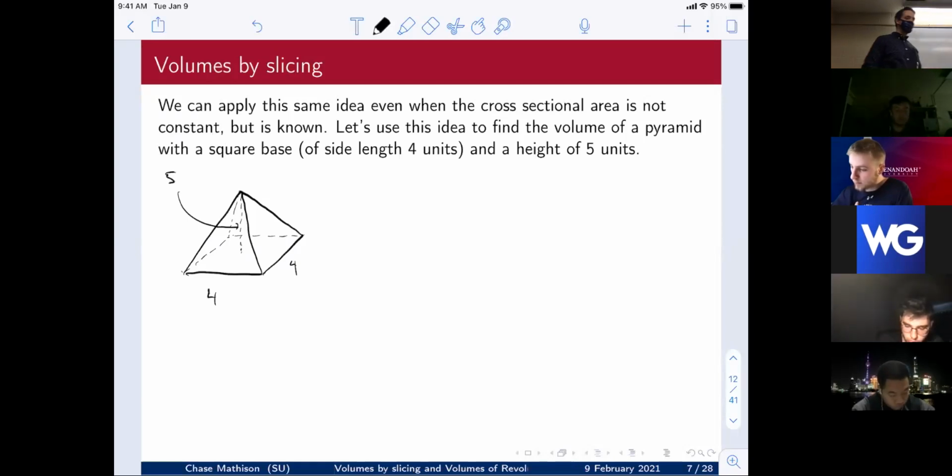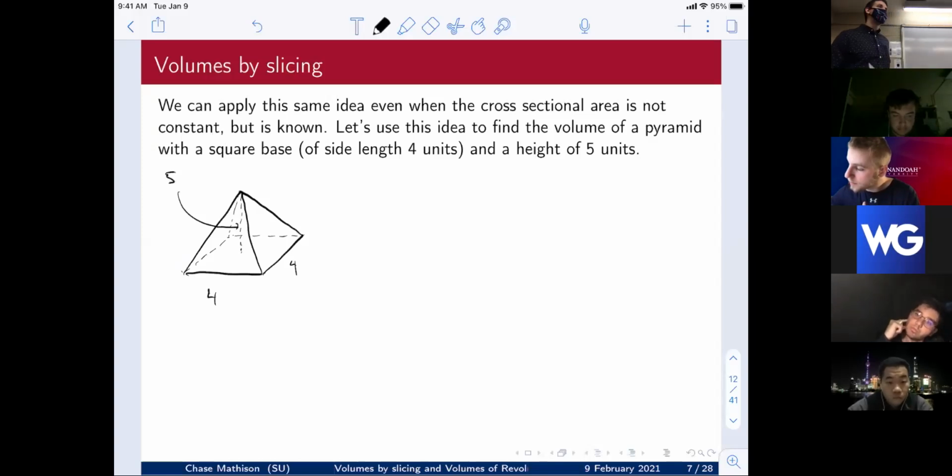So the first thing we're going to do: if you have a volume by slicing problem, the first thing you always want to do is figure out, you're either going to be told how to take the cross sections, or you need to find out how to take the cross sections so that all the cross sections will have a shape that you know how to find the volume of. When I'm taking cross sections of this pyramid, I have several options.